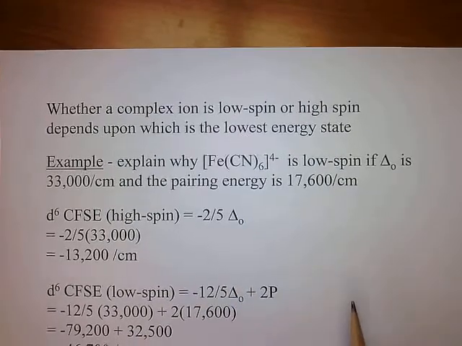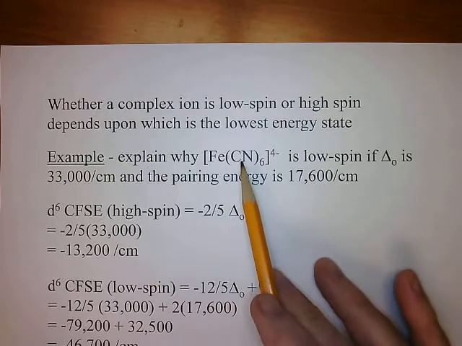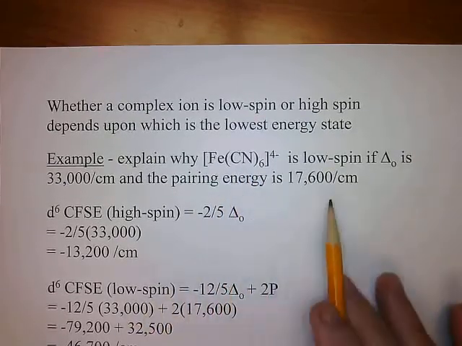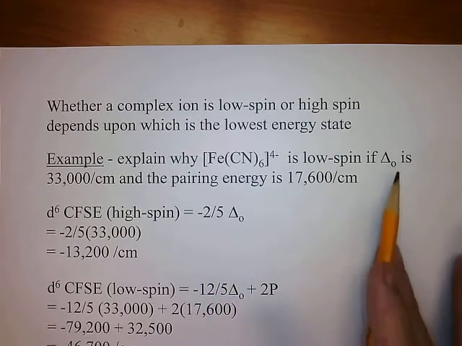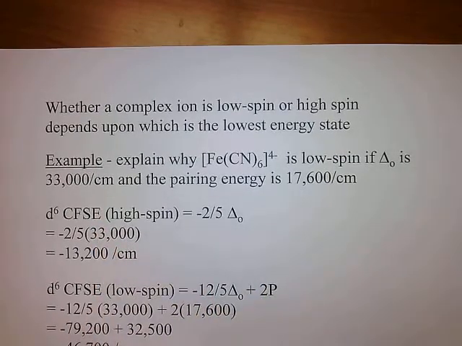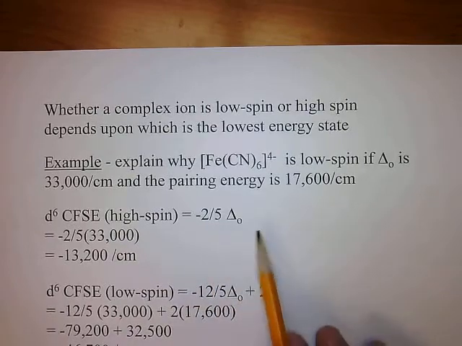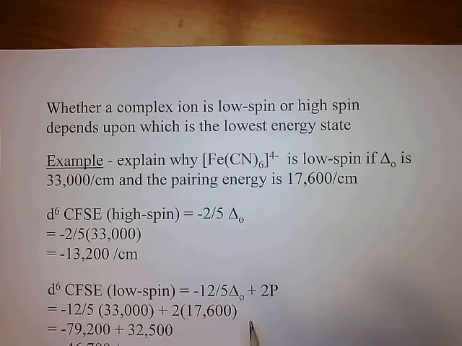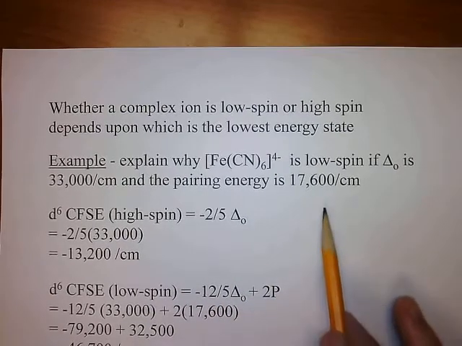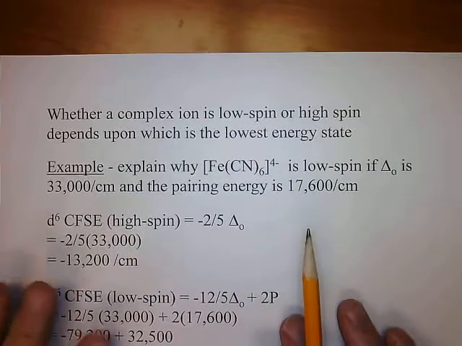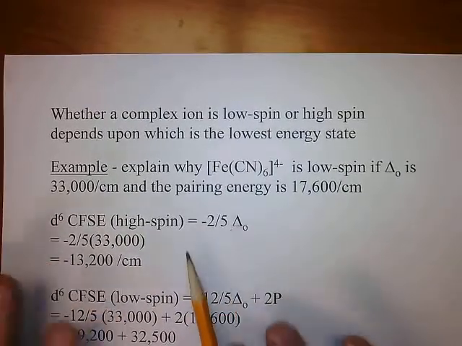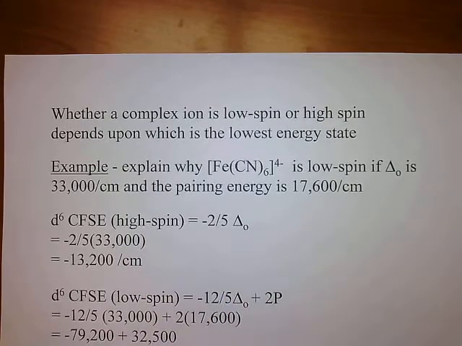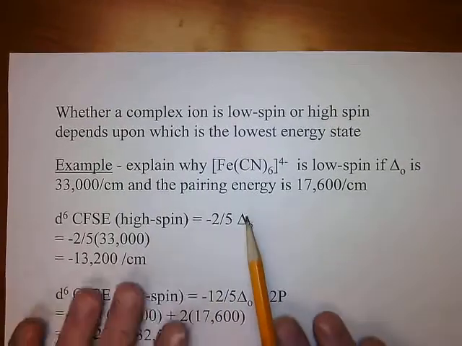So let's work an example here. Let's explain why the ferrocyanide ion is a low spin ion if the field splitting is 33,000 per centimeter. And we'll talk about that unit in a minute. And the pairing energy is 17,600 per centimeter. So what we're really going to do is calculate the energy of formation for these two ions, the crystal field stabilization energy.